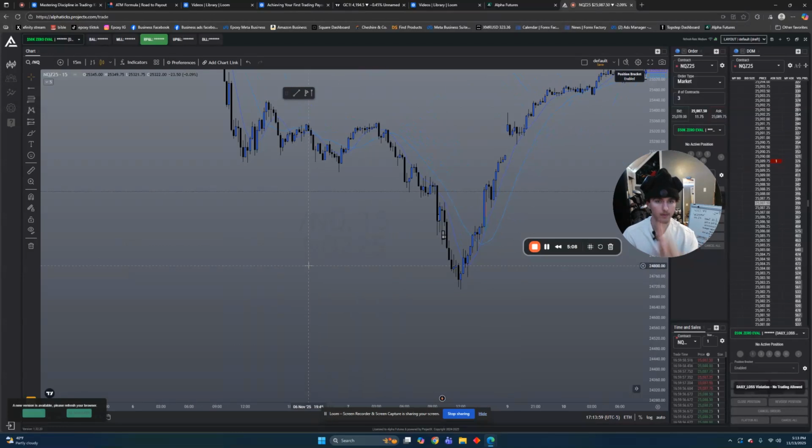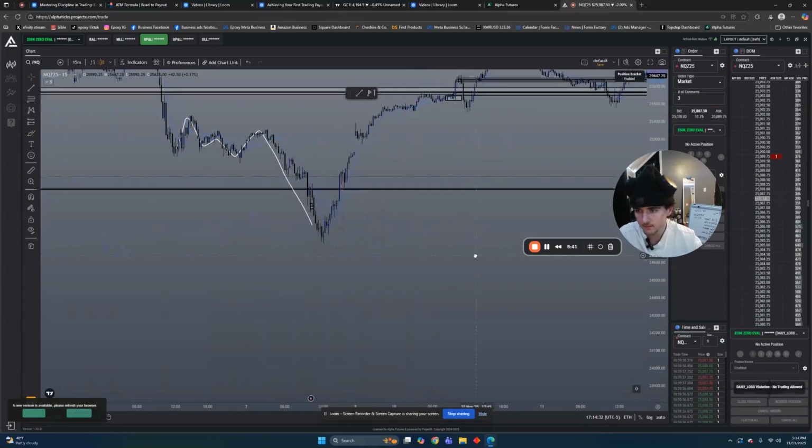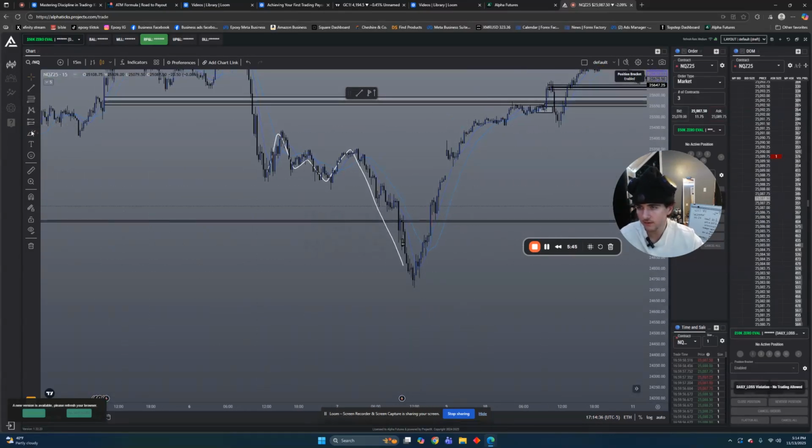Now, this is a perfect example of this. What are we doing here? We are accumulating, right? We're accumulating here. We manipulate to the downside, right? This is a perfect example of us accumulating up here and manipulating to the downside. A lot of beginner traders are going to get in around here when they see that we broke out of this accumulation zone, right?